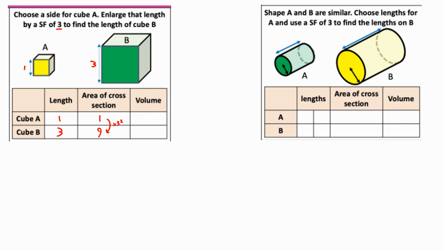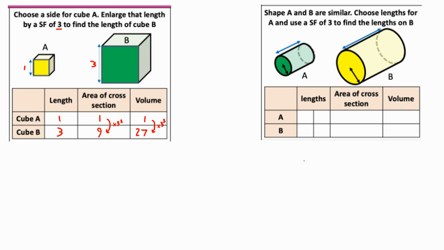For volume, first one, 1 times 1 times 1. It's just going to have a volume of 1 centimetre cubed, let's say. For the other one, the green one, 3 times 3 times 3, 27 centimetres cubed. So you're actually multiplying by the scale factor cubed this time.